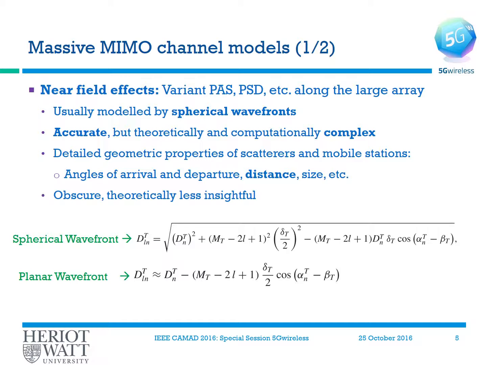Above you can see an example of the expression required when the spherical wavefront is used. This expression represents the distance between one element of a uniform linear array and a scatterer n. Below, the common expression for the same distance when the far-field assumption is used. It is easy to see that it's just a first-order approximation of the first, leading to plane wavefronts.